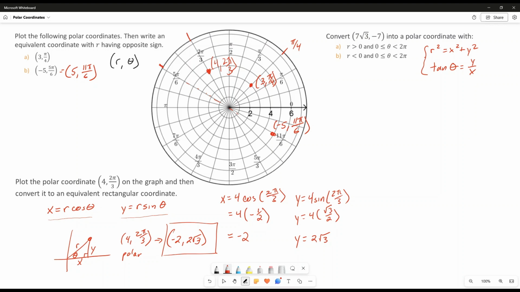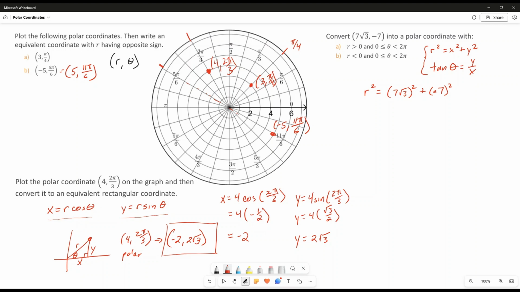First, we'll find the r value. So we're going to use the equation r squared is equal to x squared plus y squared. So r squared is equal to 7 square root of 3 squared plus a negative 7 squared.